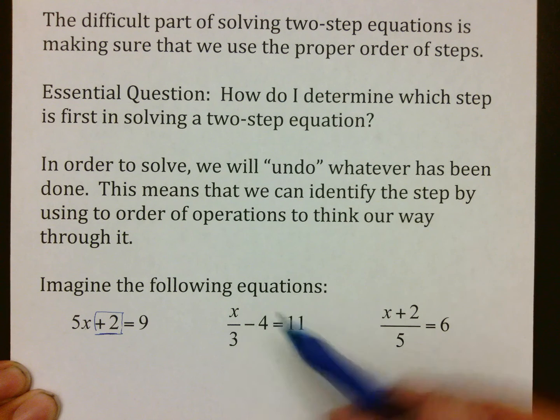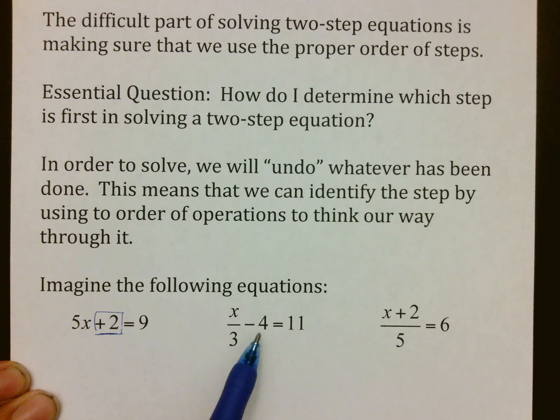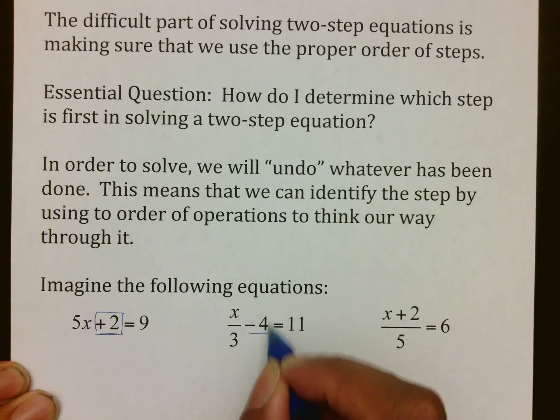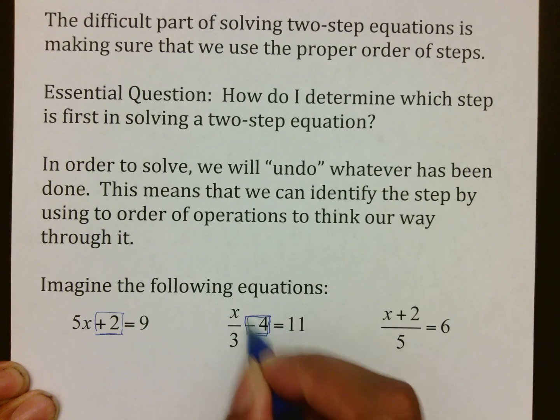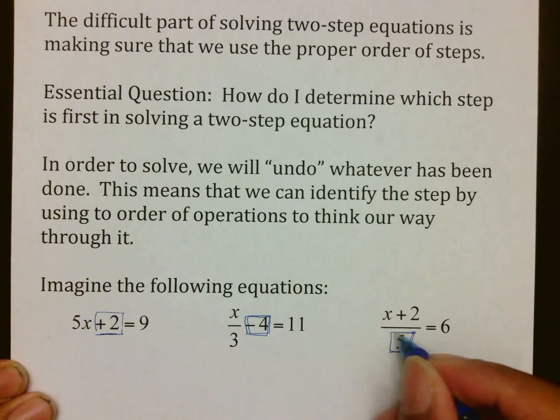Same thing here. If I was to plug a number in here, the first thing I would do is divide by 3 and then subtract 4, which means that this, being my last step, is the first step that I want to do to undo it. In this problem, remember that this is a big fraction, which means the first thing you do is add 2, then divide by 5, which means that since that is my last step, this is actually the first thing I'm going to get rid of.